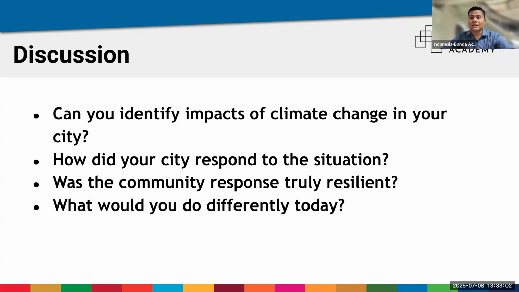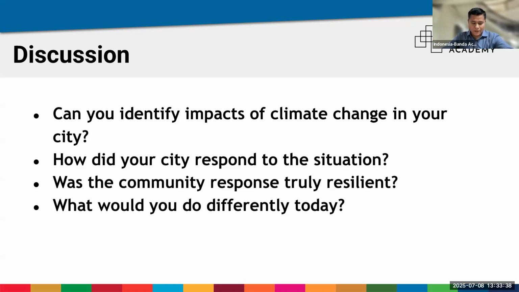And how did the city respond to the situation? The efforts we have made related to the impact: first of all, urban planning with resilience in mind. What does it mean? Banda Aceh updated its spatial planning to include disaster-prone zones, because we are a disaster-prone city, and also a green open space requirement and a buffer zone along river and coastal areas. So that's the first one.